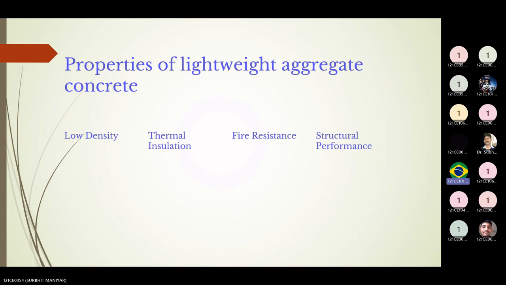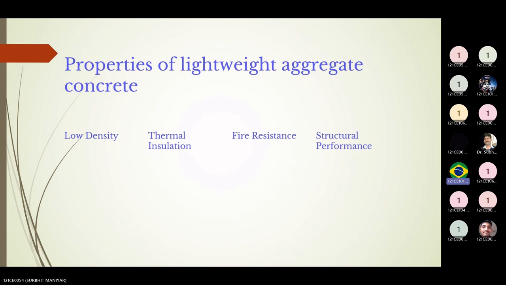These are the basic properties of lightweight aggregate. It has low density, which I mentioned earlier several times. Lightweight aggregate has significantly lower density compared to traditional concrete, making it ideal for reduced dead load in a structure. Apart from that, it has thermal insulation. It offers improved thermal insulation properties, making it suitable for construction in regions with extreme temperatures.